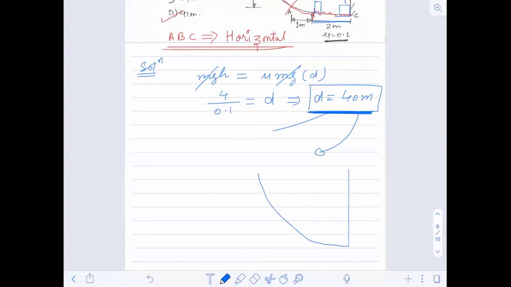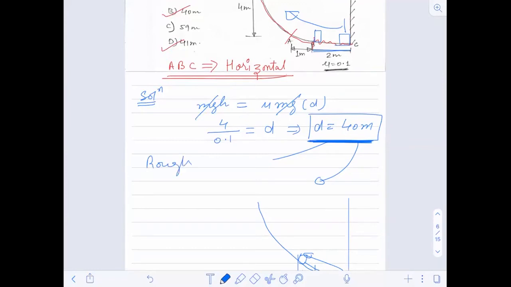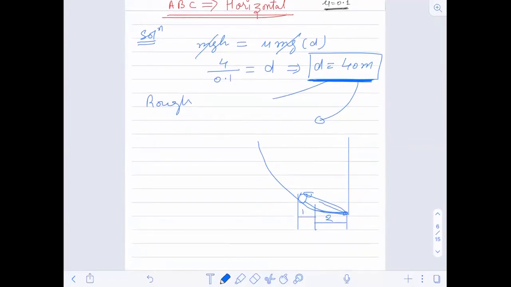I'm drawing the diagram again. So for one cycle, this is 1 meter, this is 2 meter, this is 2 meter, this is 1 meter. When the particle is moving from this point to this point and again this point, how much distance is it traveling on the rough surface in one cycle? If this is 2, this is 1. How much on the rough surface? 4. Very good.